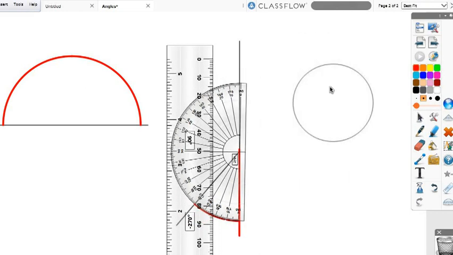Now we equally have another type of angle here, which is a complete revolution, and a complete revolution is 360 degrees.